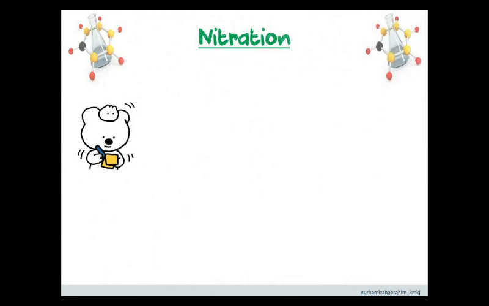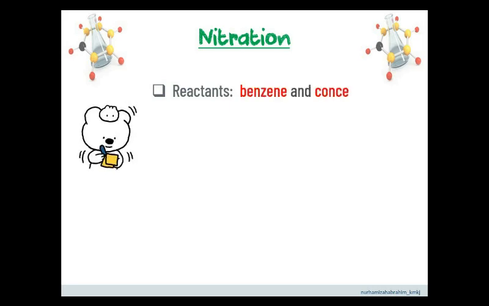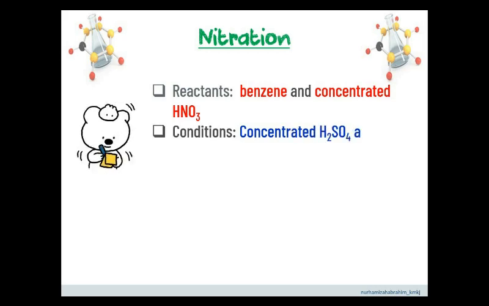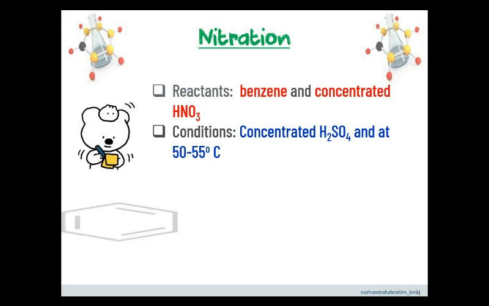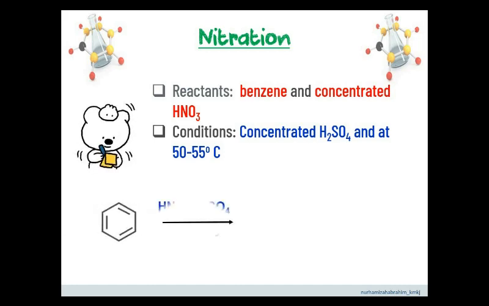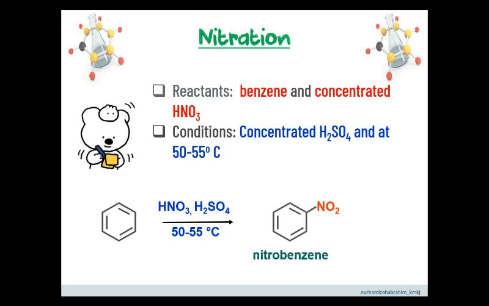The next reaction of benzene is nitration. The reactant needed is concentrated nitric acid, under the condition of concentrated sulfuric acid, and at between 50 to 55 degrees Celsius. For example, when benzene reacts with concentrated nitric acid, in concentrated sulfuric acid, and at 50 to 55 degrees Celsius, the product formed is nitrobenzene, where one hydrogen from benzene is substituted with the nitro group from nitric acid, with water as byproduct.